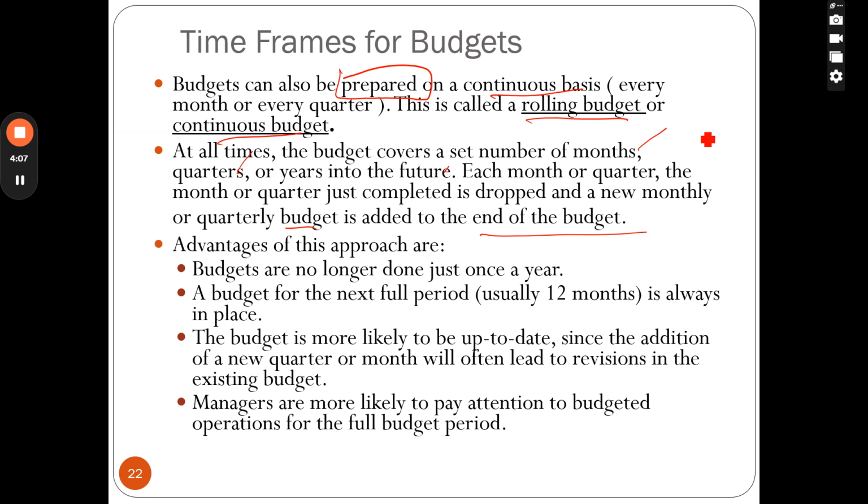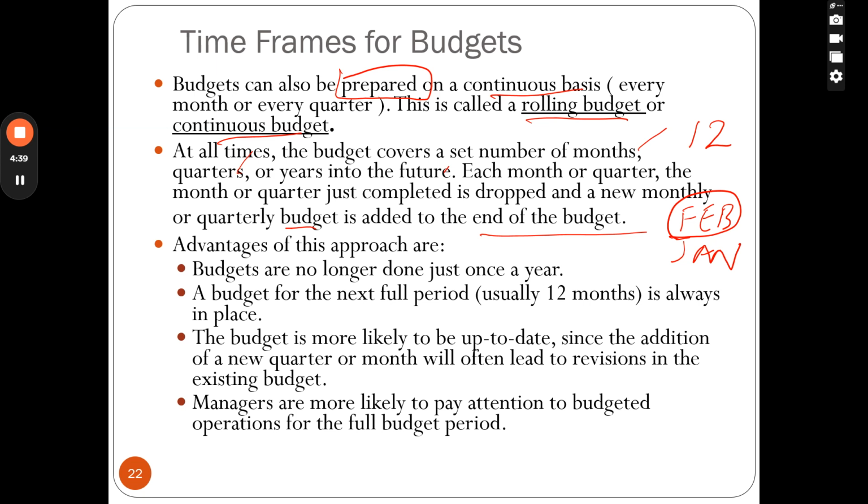So now you have a budget for 12 months, starting from Jan to December. Then next month you are going to start a budget that is going to be from Feb to Jan. Again, for the next 12 months there is a budget. So it is going to continue like this. That's why it is called a continuous budget or a rolling budget.